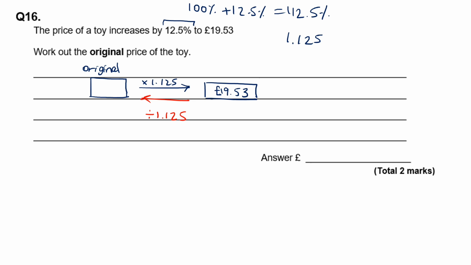We are now going to be doing the inverse of this to find out how much the original was. So we need to do 19.53 divided by 1.125, and that is going to give us £17.36. I'm going to write it here.